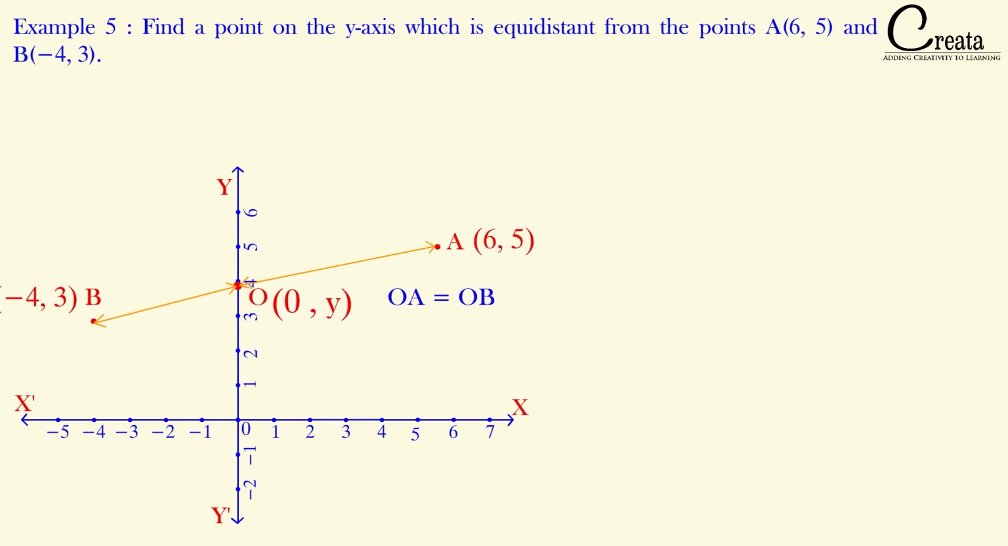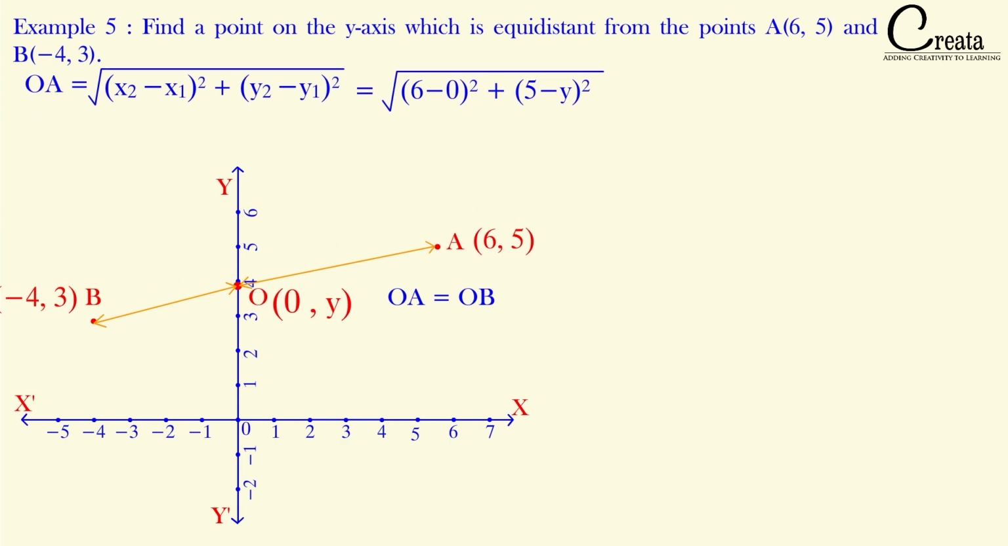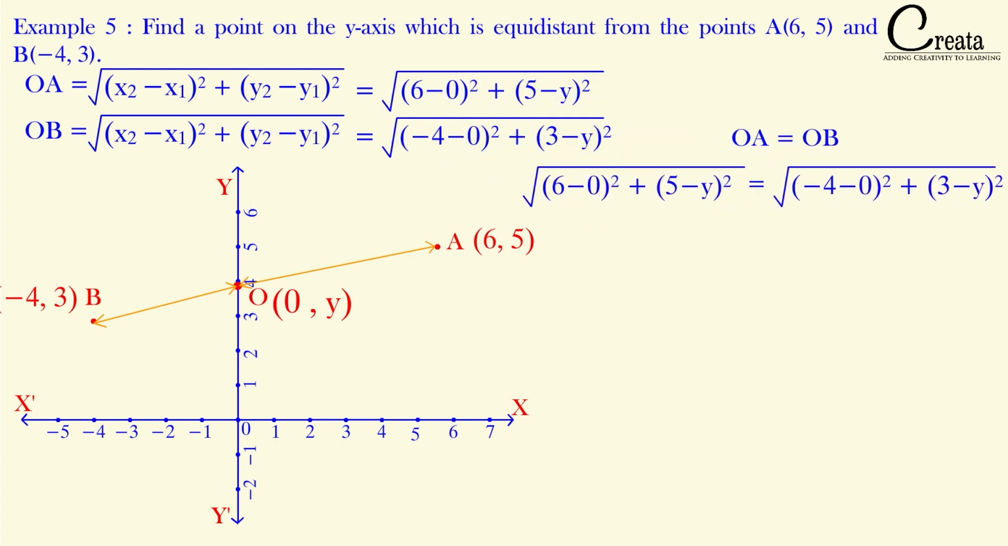Let's do so. Firstly, let's calculate the distance OA. Let's assume the point A as x1, y1 and O as x2, y2. Let's use the distance formula. Let's put the values. We got OA. This equation is OA. Further, in a similar manner, let's use the distance formula and calculate OB. Here OA and OB both are equal to each other. Let's equate both the distances. Let's square both sides. We got this equation.